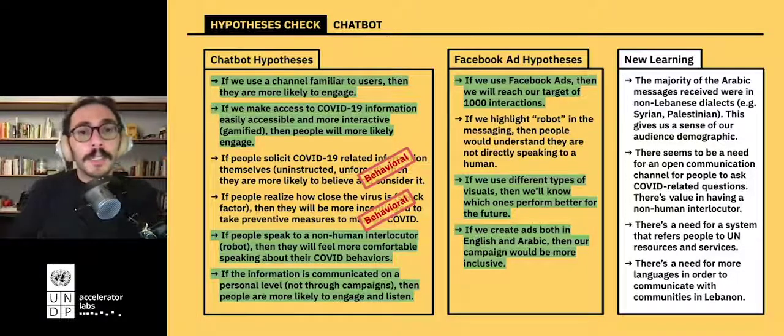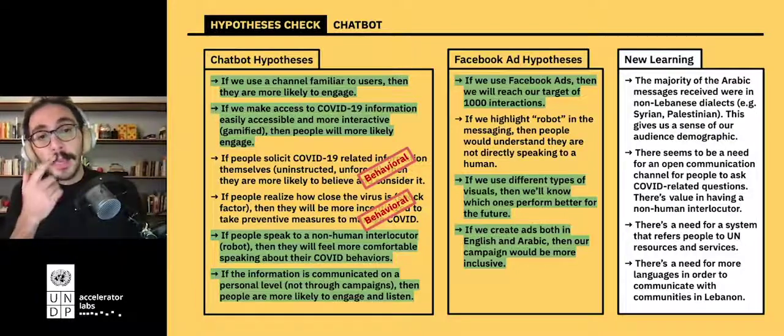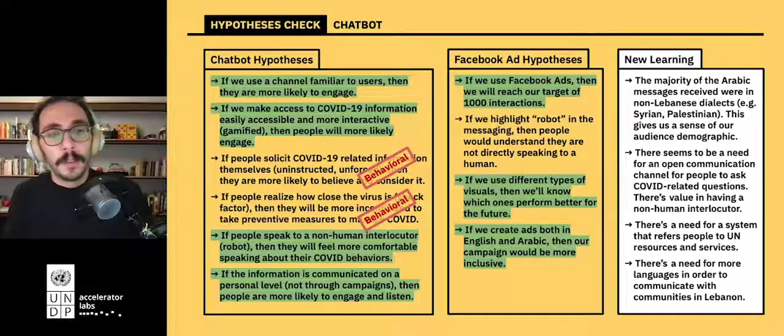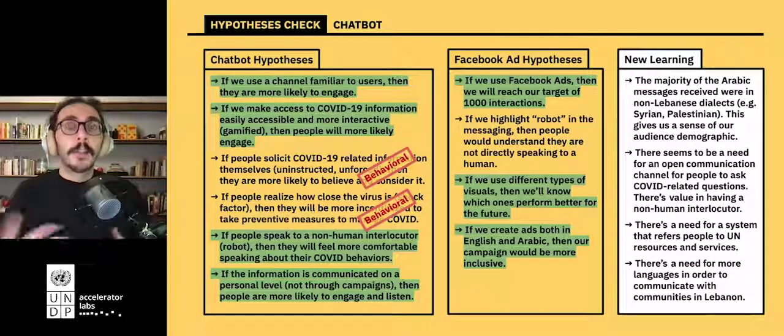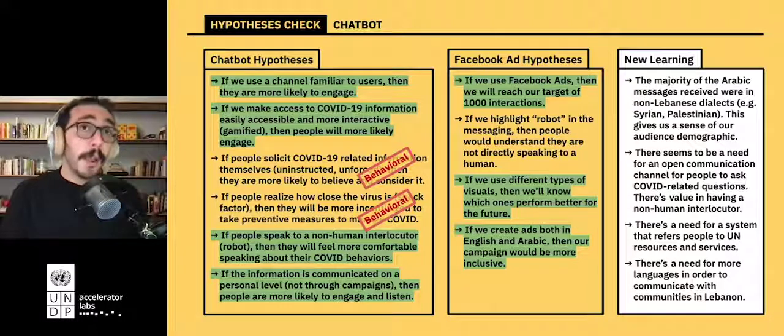There was also a need for a system that refers people to the UN and its resources and services. We saw this with the different messages or questions about assistance. And finally, there's a need for more languages in order to communicate with communities in Lebanon. I didn't include these in the examples, but we had a couple of messages that came in Amharic and a couple that came in Tagalog. If we really want our experiments and our communications to be inclusive, we need to include languages that are specific to migrant communities in Lebanon. Some others I can quickly think of are Armenian, French, and, as I mentioned, Tagalog and Amharic.